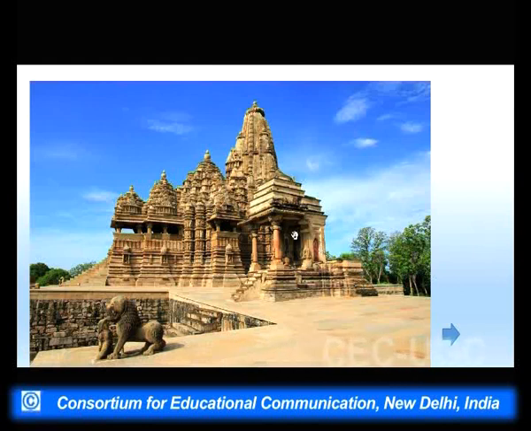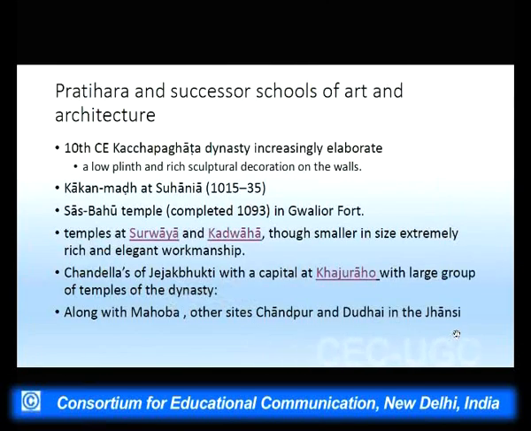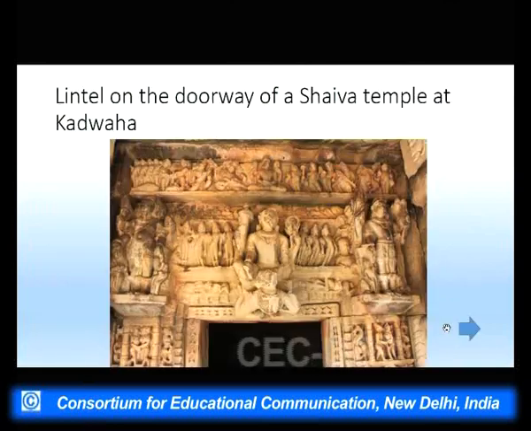So the Khajuraho temples are very, very elaborate, and they have numerous mandapas or chambers in front of the Garbhagriha. They also have numerous side projections, all right, which make them important. Besides Khajuraho, the Chandelas also built at Mahoba, Chandpur and Dudhai.